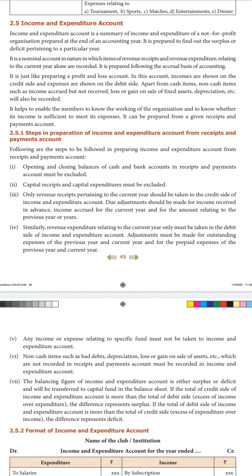So what happens is that it helps the members to know the working of the organization, that is, whether they are incurring any loss or getting any profit. So that can be easily identified by preparing the income and expenditure account.